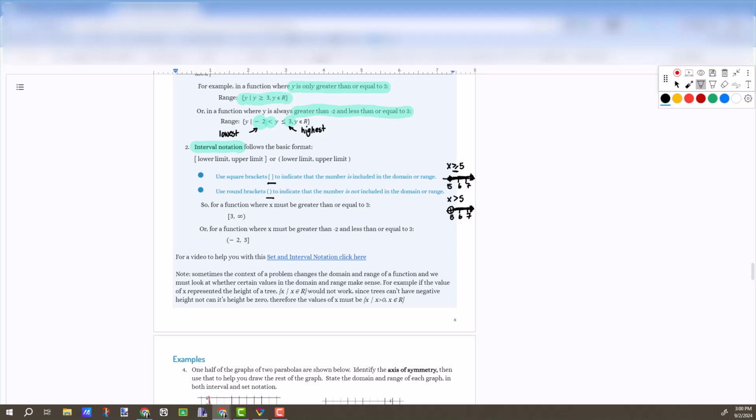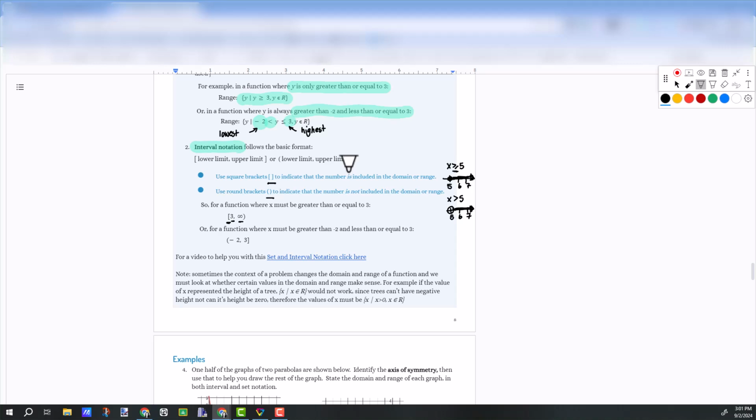Same idea. So for a function where x must be greater than or equal to 3, we write, look at that, square bracket 3. But notice what we put here. We put the infinity sign. Now, because infinity is not actually a number, it's a concept. We're going off to infinity. We use round brackets for that because we can never capture the end of it. It goes off to infinity.